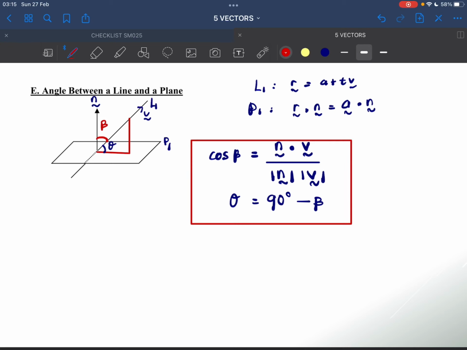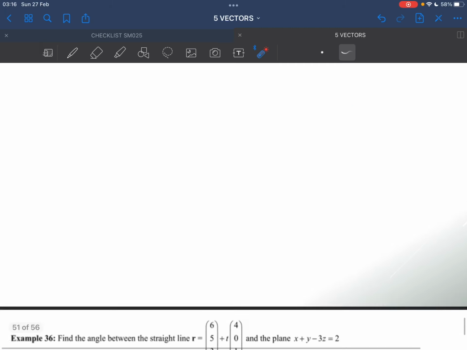Okay, the same thing as before. Line we use vector, plane we use normal, but there is extra working here, which is you have to do 90 minus beta there. Okay, so let's see the example here.